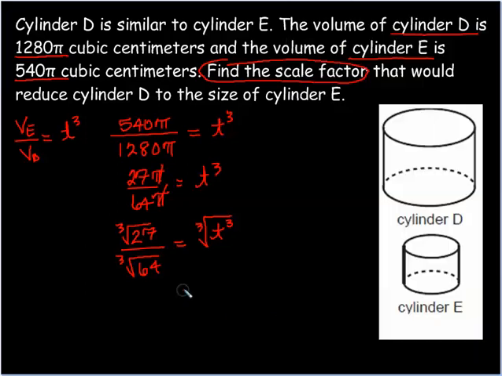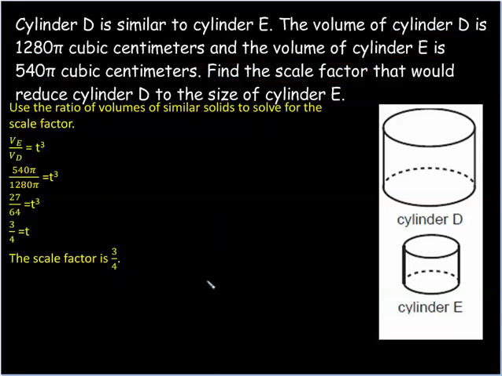So 3 and 4. So I can come over here and say 3 over 4. And then the cube root of t cubed is going to give you t. So that's going to be my scale factor for that cylinder. See how easy that was, especially in the calculator. Calculator made it super easy. And there's how they worked it out officially.